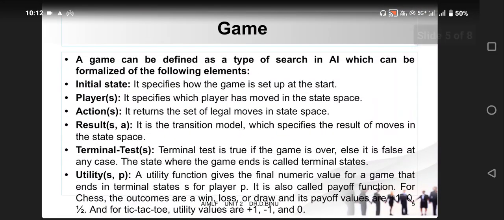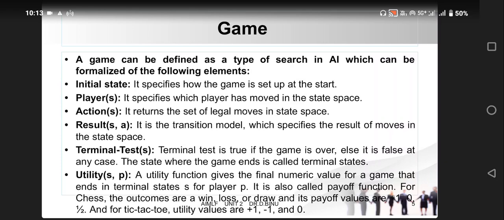What is meant by a game? A game can be defined as a type of search in AI which can be formalized with the following elements. First one is the initial state. It specifies how the game is set up at the start. Players: it specifies which player has moved in the state space. Actions: it returns the set of legal moves in the state space. Results: it is a transition model which specifies the result of moves in the state space.